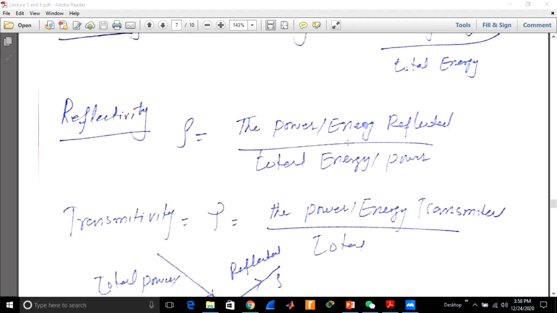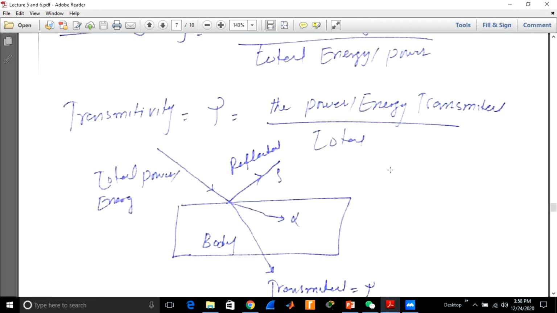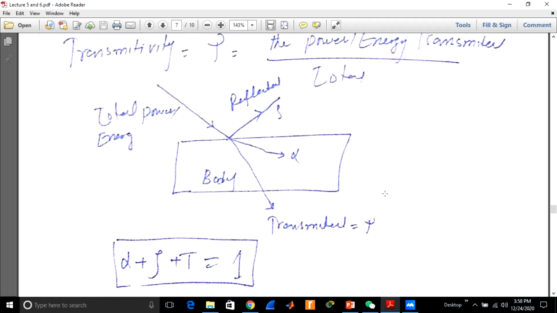So the reflectivity means the power energy reflected divided by total energy power. So this is called reflectivity. And similarly, the transmittivity means if this is the total energy, some are absorbed, some are reflected, and some energy has been transmitted here. So the amount of energy transmitted to the total power is called transmittivity.